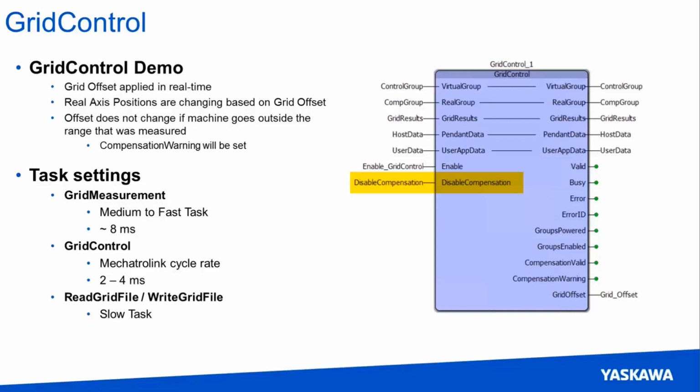Another case where the offset will be set to 0 is, say you've already run grid measurement once, it has data inside of it, but you go to run grid measurement again. You don't have to disable the compensation in this case. It will already know internally that grid measurement is running right now and I don't want to apply an offset, as that would just skew all the data.